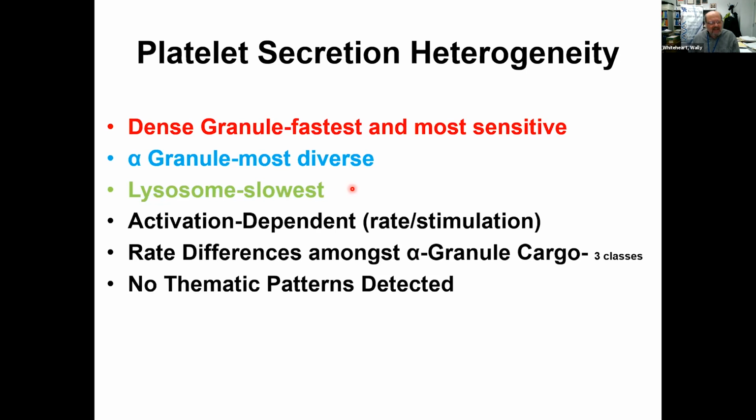Now, these were all activation dependent, as I showed you. The rate of release is directly proportional to the level of stimulation the platelets have. There were rate differences amongst the alpha granule cargo, which I talked about before. And one of the things that was perhaps also a surprise is that there was no thematic pattern to what we saw in the release. Basically, the mixture of cargoes was relatively random, and we didn't see molecules that were pro-inflammatory or anti-inflammatory coming out at different rates or in different groups. It was a seemingly random distribution.